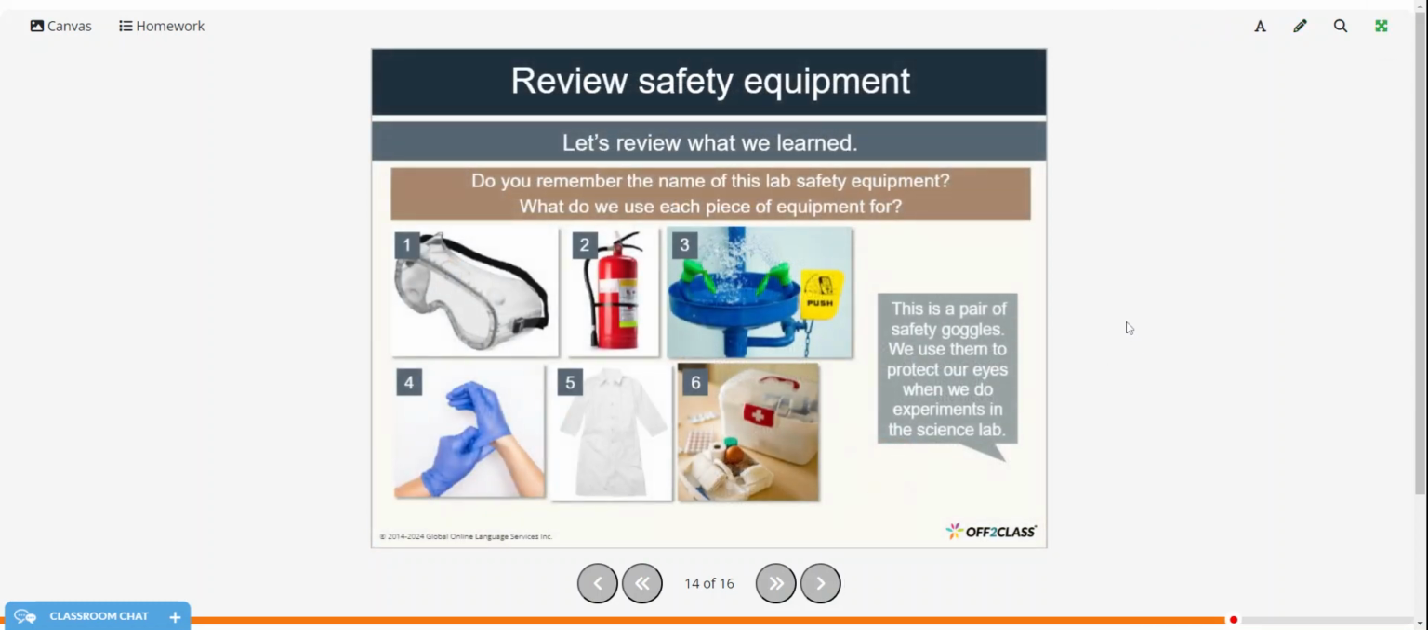All right, so do you remember the name of the safety equipment in the lab? Safety goggles, fire extinguisher, eye wash station, gloves, lab coat, and first aid kit. And you can practice writing some sentences like these. So for example, this is a pair of safety goggles. We use them to protect our eyes when we do experiments in the science lab. And so see if you can write a couple of sentences about each of these things.